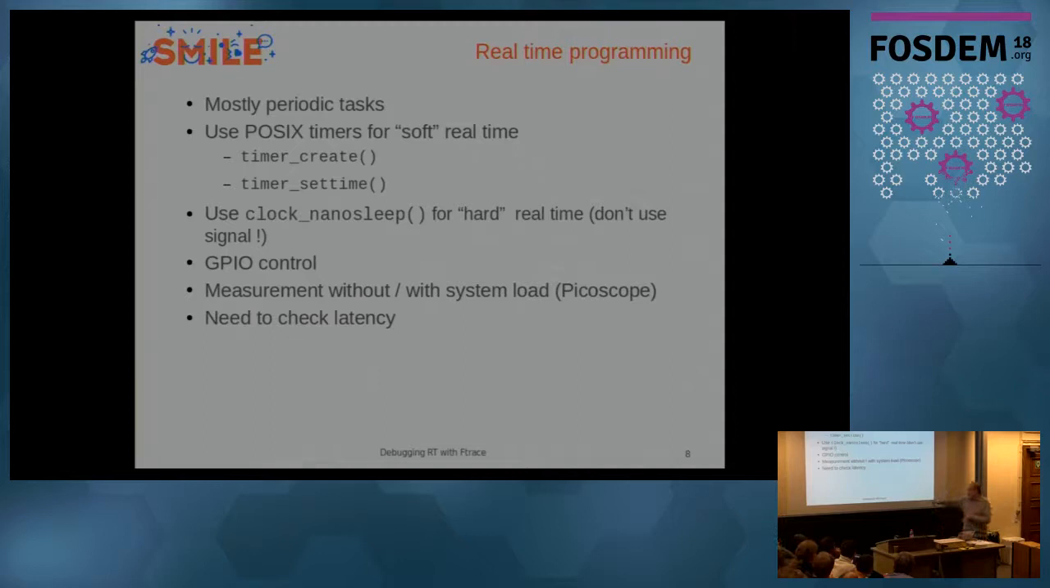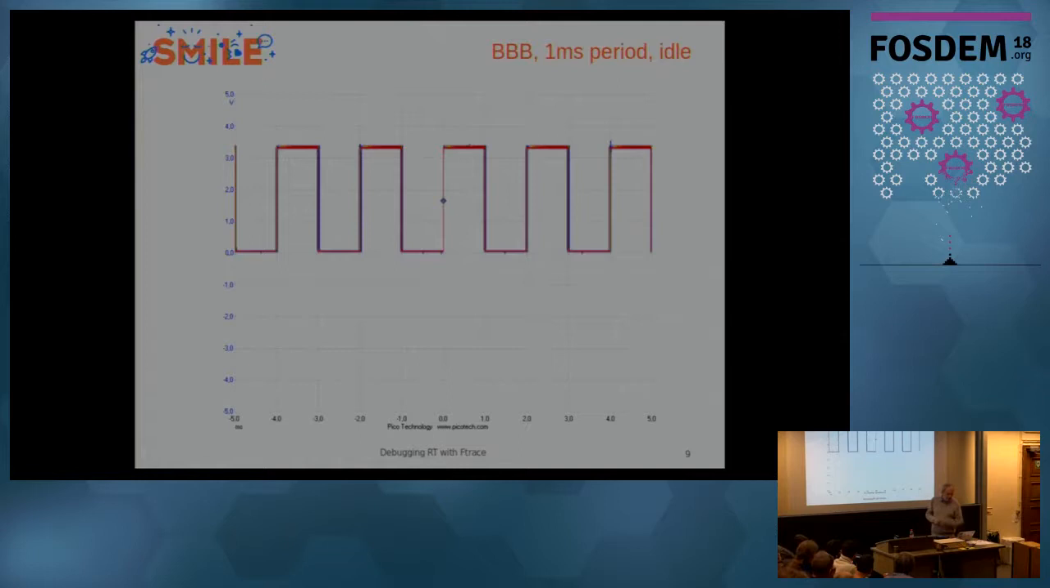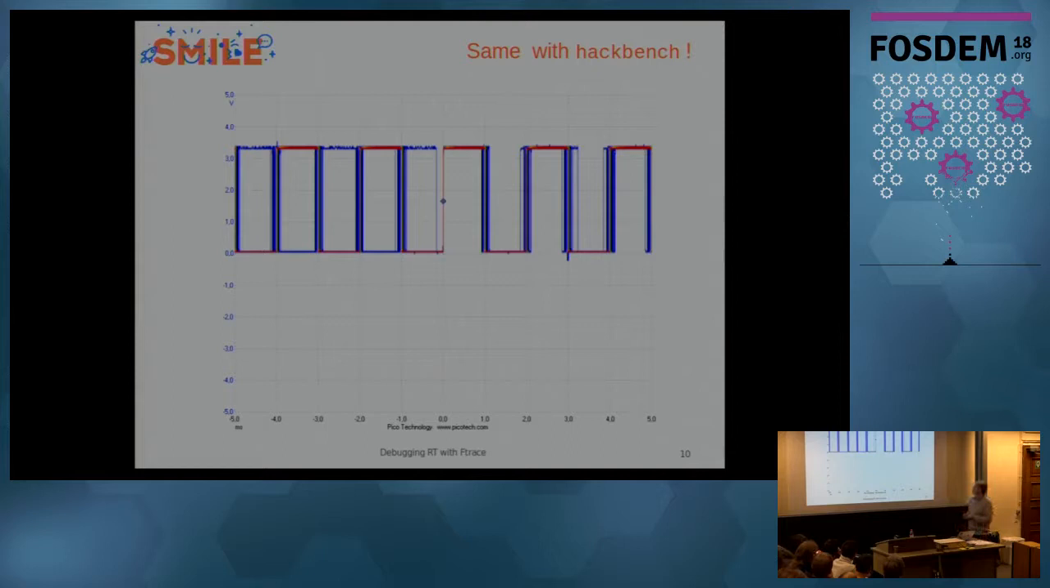You can use GPIO with a small Picoscope, actually a small oscilloscope. You can measure the system load and see the latencies. This is on a BeagleBone Black with a 1 millisecond period. It's quite an idle system. 1 millisecond is not so short, but if you start some tasks, you will get this result, which is not very nice. It's with the hackbench tool from the rt-tests package.